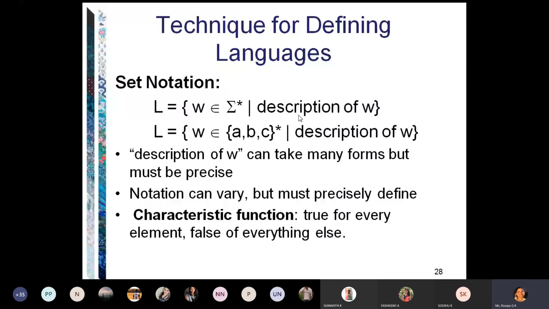In another way, instead of sigma star, we can write the alphabet which is in sigma directly, A, comma, B, comma, C star. If you write sigma here, initially we need to denote sigma. What is sigma? Sigma is equal to A, comma, B. Initially we have to denote it, then write the first method. In the second method, directly in place of sigma, mention the alphabet A, comma, B, comma, C star, description of the W. This is a very common method and important notation for defining a language.